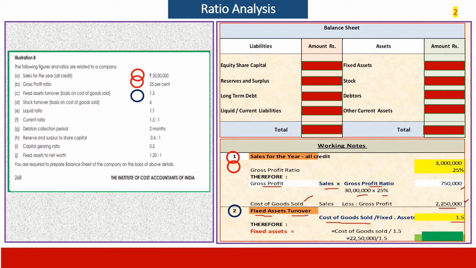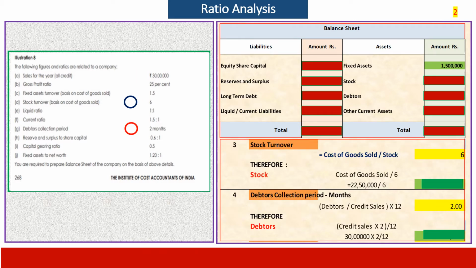Therefore, if we have to have fixed assets valuation, shift it on the other side of the equation and 1.5 comes here. Therefore, cost of goods sold divided by 1.5 is equal to fixed assets. Cost of goods sold is 22,50,000 divided by 1.5. We get the figure 15 lakh rupees, and we have got to fill up fixed assets and we fill it up. This is from point number 1 and 2. We derive the value of fixed assets.